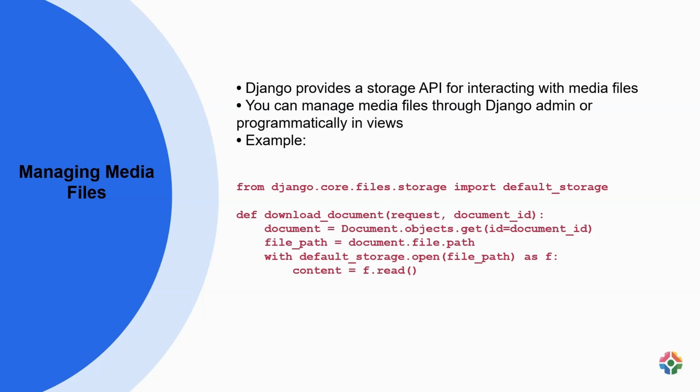In the given scenario, the download document view function demonstrates fetching a specific document's file path, then reading its content using the default_storage.open method to interact with the file. This exemplifies how Django's storage API aids in the efficient handling of media files within a Django project.